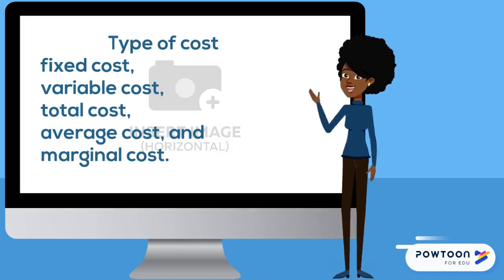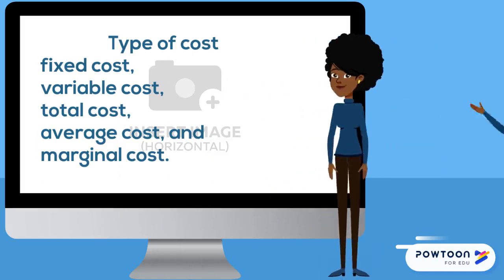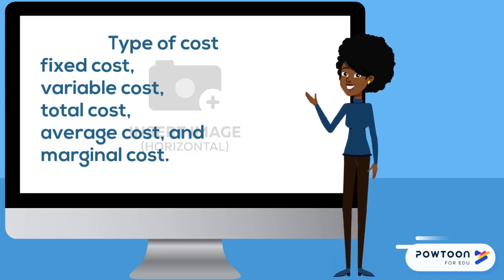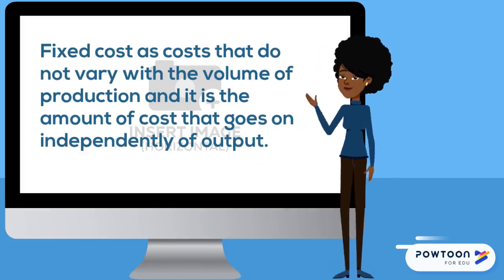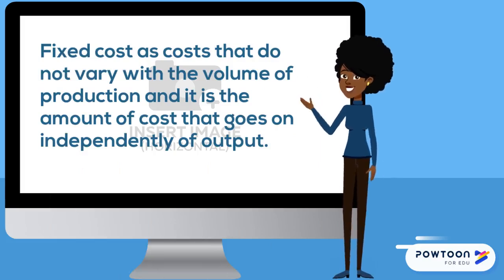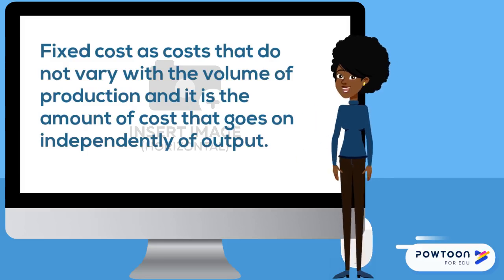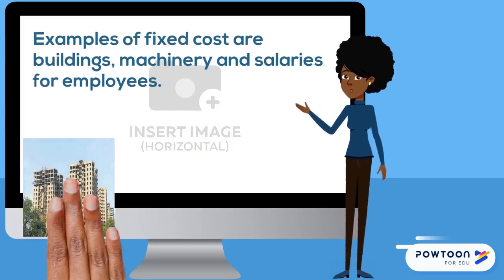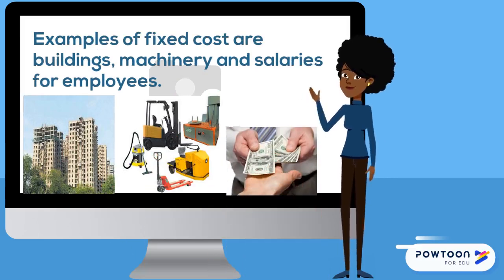Now let's look at types of cost. We have fixed cost, variable cost, total cost, average cost, and marginal cost. Fixed cost is the cost that does not vary with the volume of production, and it is the amount of cost that goes on independently of output. Examples of fixed costs are buildings, machinery, and salaries for employees.